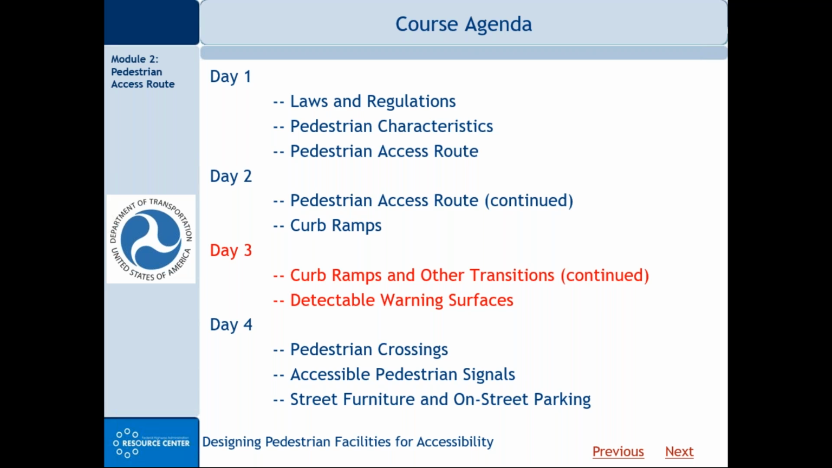Today, we're going to continue our discussion of curb ramps and other transitions, and also talk about detectable warning surfaces. And then Thursday, we will talk about crosswalks, accessible pedestrian signals, and street furniture and on-street parking. If you have any questions about day 1 and day 2, or questions that arose out of those days, feel free to put those in the chat box and Mike will relay those to me.